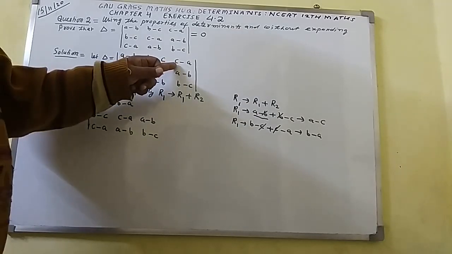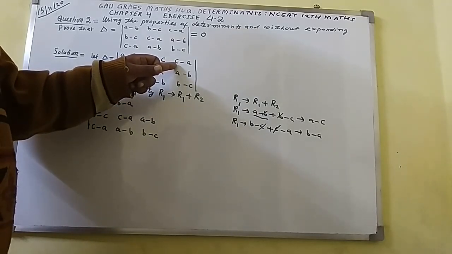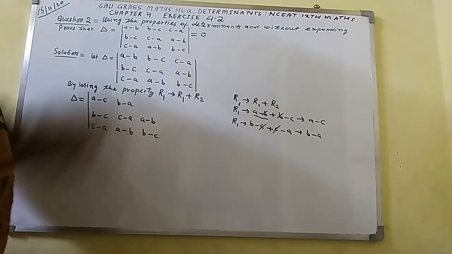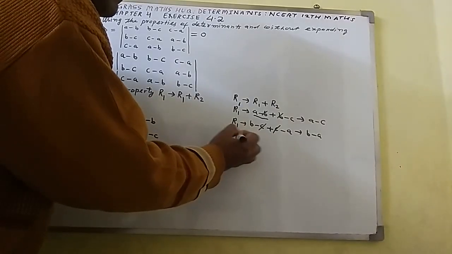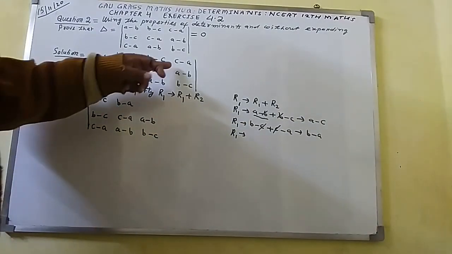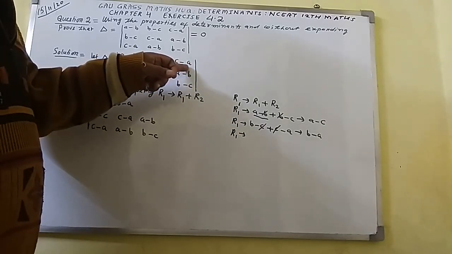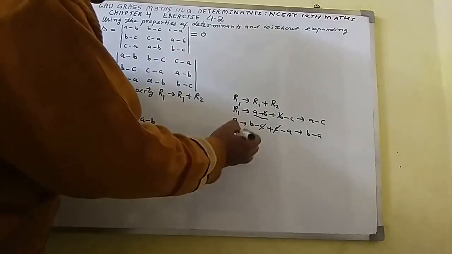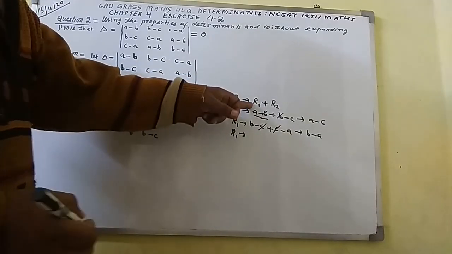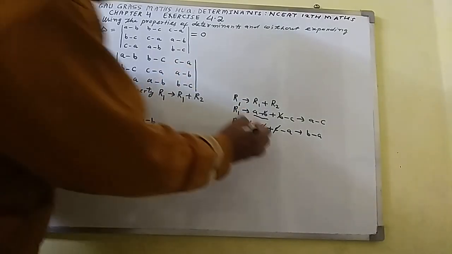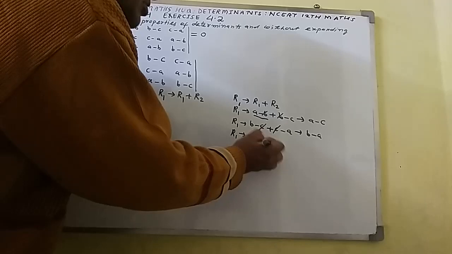Now for this element, here I shall write R1. R1 goes to, here I shall take C minus A, the element C minus A. So here in place of R1, I shall write C minus A. Right here, C minus A. Plus is there, right here plus.